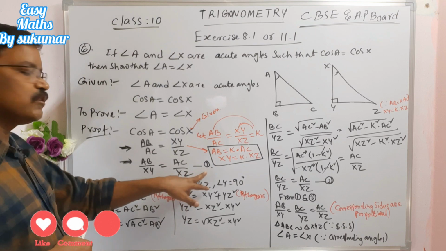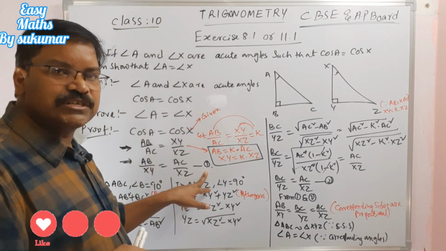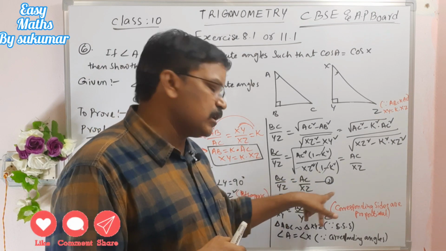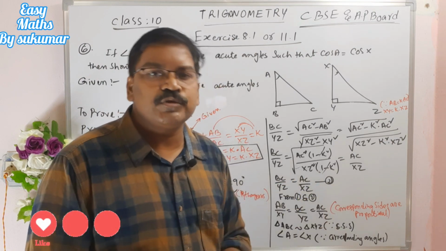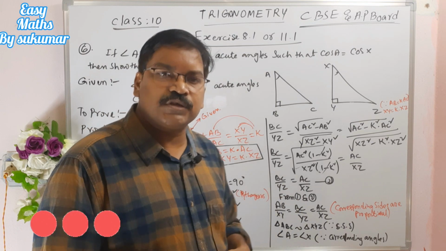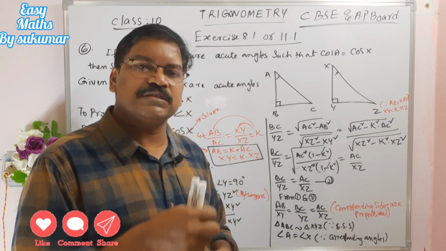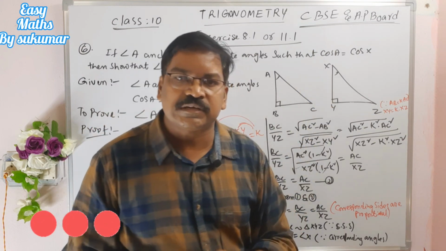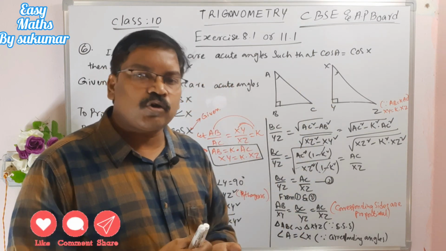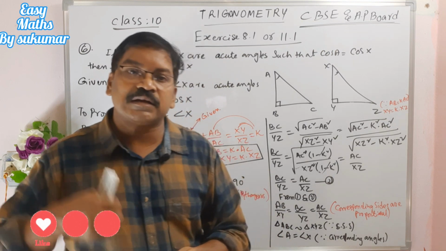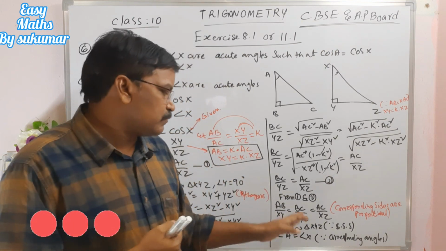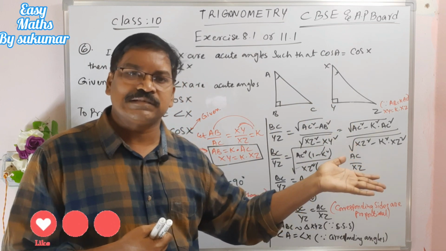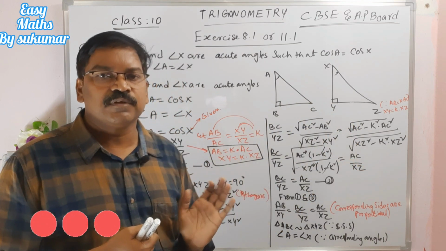Already we have taken that equation number 1 is AB by XY is equal to AC by XZ. Finally here BC by YZ is equal to AC by XZ. So from equations 1 and 2, AB by XY is equal to BC by YZ is equal to AC by XZ. Therefore here in these two triangles, the corresponding sides are proportional. So according to SSS similarity criterion of triangles, if in two triangles the corresponding sides are proportional, then the two triangles will be similar.